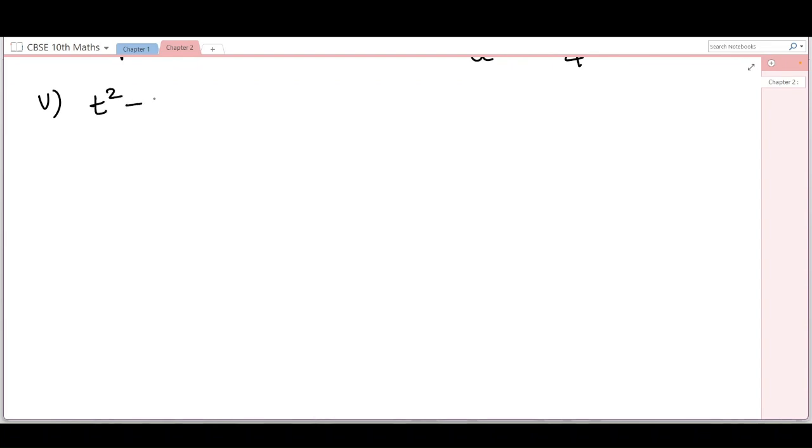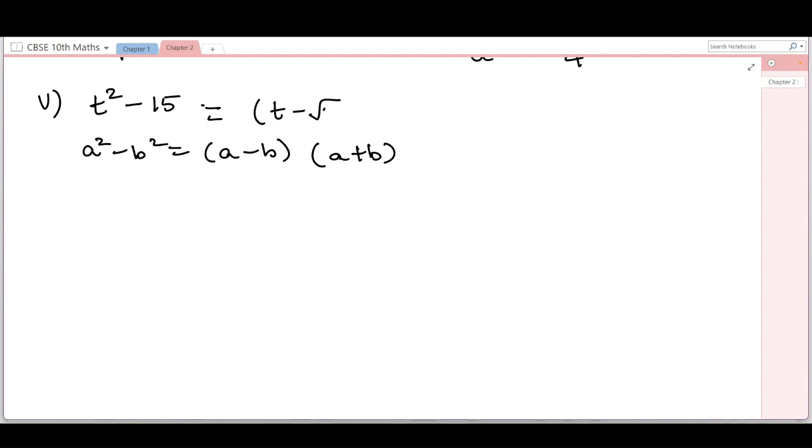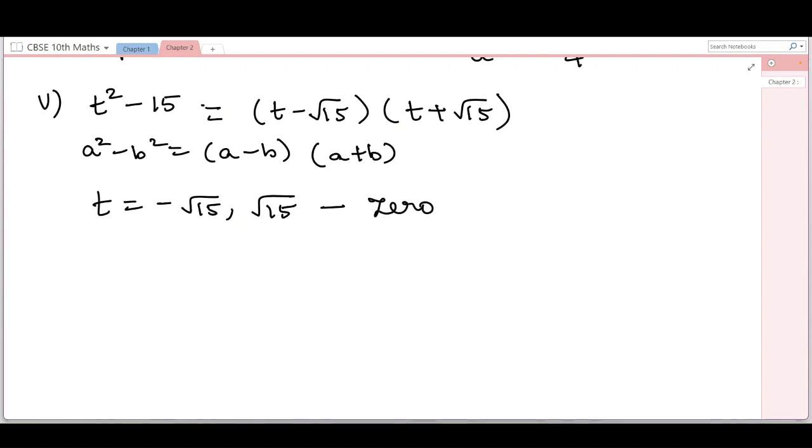So by applying the algebraic identity a square minus b square equal to a minus b into a plus b, we can rewrite this quadratic polynomial as t minus root 15 into t plus root 15. So for the t values minus root 15 and plus root 15, you will get the polynomial value to be 0. Therefore, these are considered to be the zeros for the quadratic polynomial.